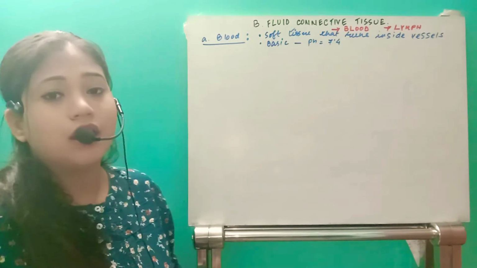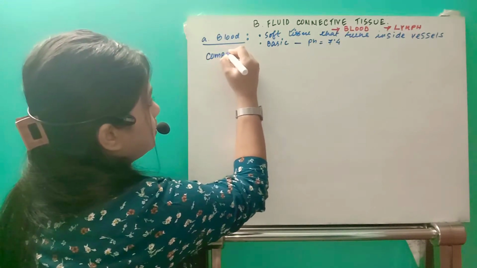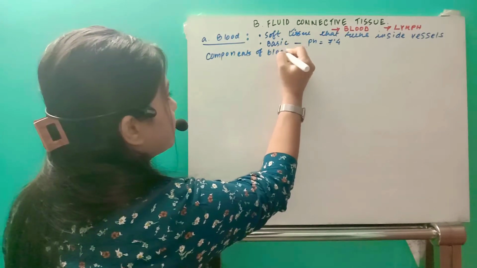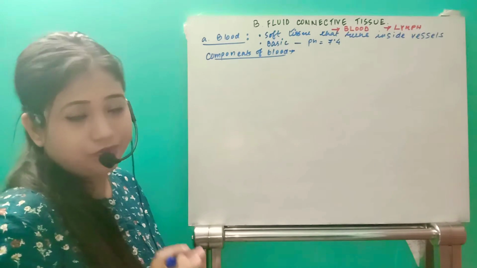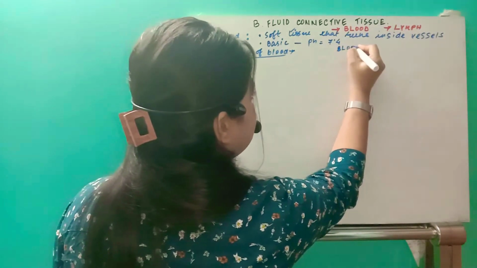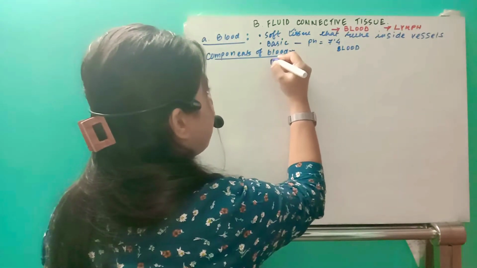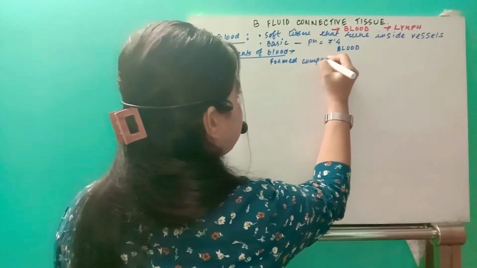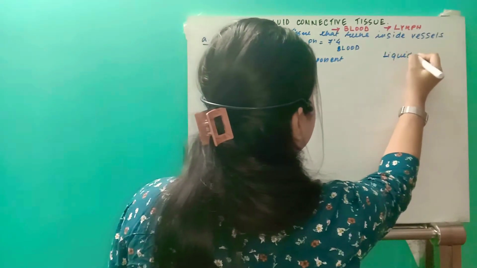Now come the components of blood. Okay, so first of all we'll see the components of blood, right? So basically the blood is made up of two parts. What are they? Okay, so let's just see. If you classify the blood, then this blood will be of two types. One is the formed component and the second one is the liquid component, right?